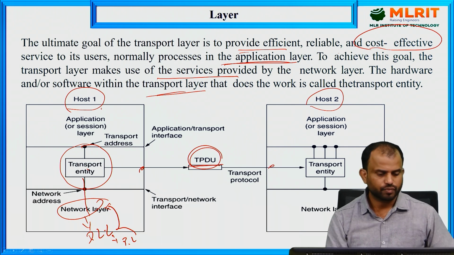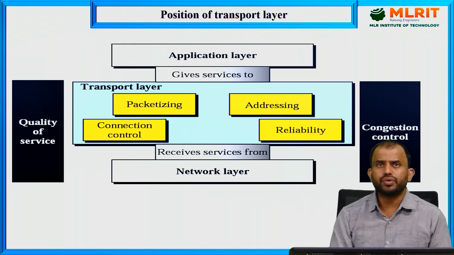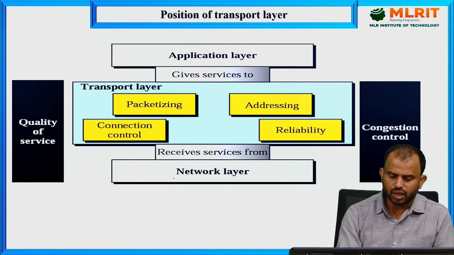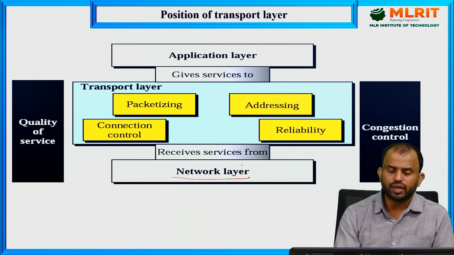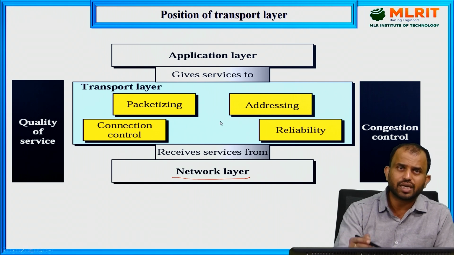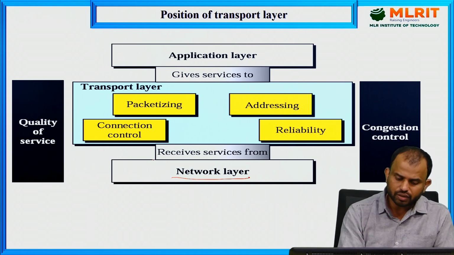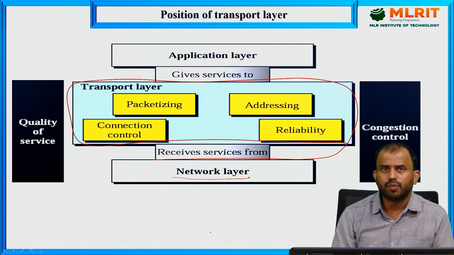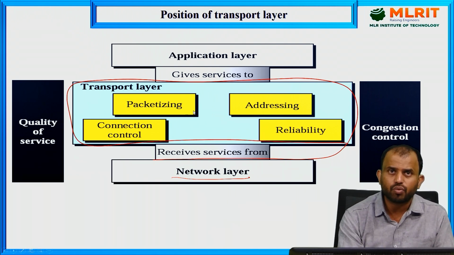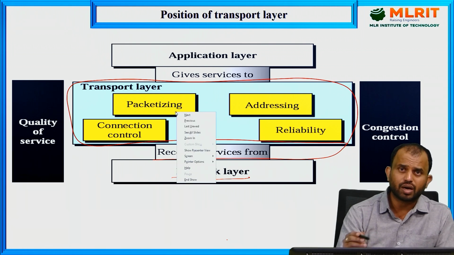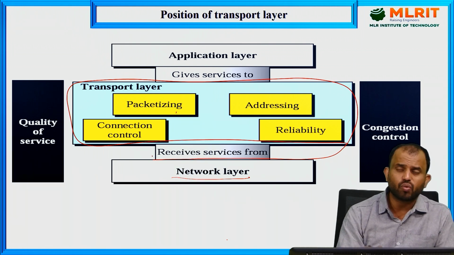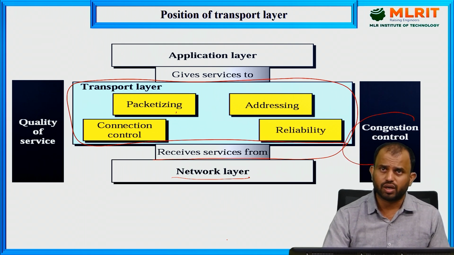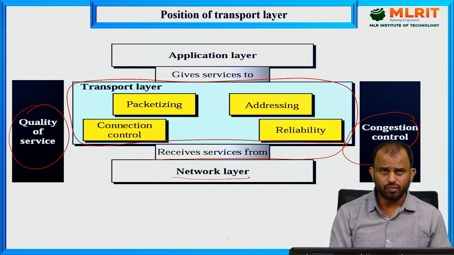And what is the position of the transport layer? So we can understand the scenario. Network layer is there. Above it we have the session layer, the presentation layer, as well as the application layer. But the entire thing is communicated to this transport layer. In the transport layer, we can analyze what my packetizing is, what my addressing assignment is, what the connection control is, and what reliability is, because all these things come into the picture based upon congestion control or quality of service, which we discussed in the previous session.